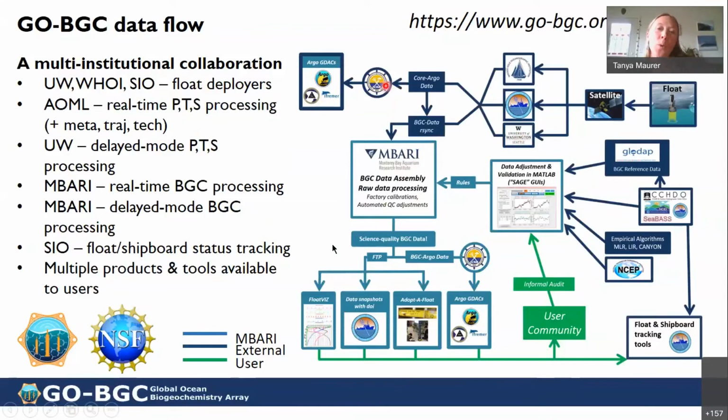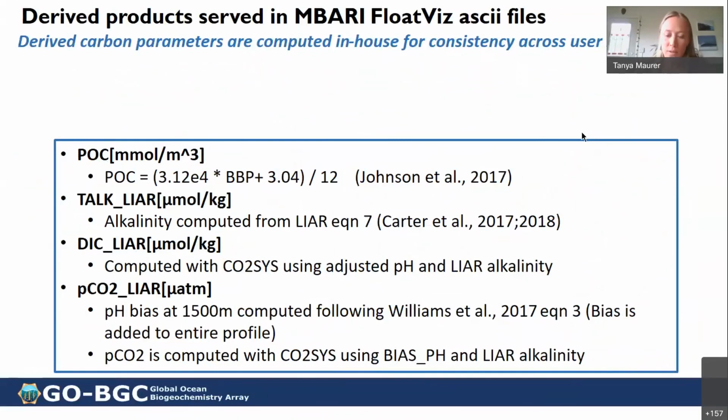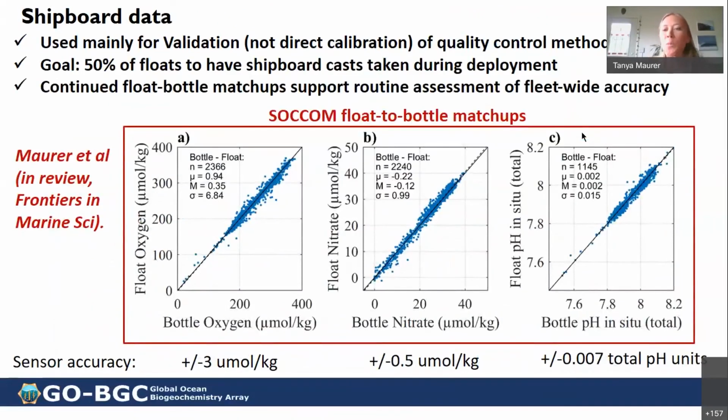And Lynn talked a bit about shipboard data. It's really not essential to float operation, but it's a key part in the whole data management process and our quality assurance. It's used mainly for validation, not direct calibration, of the quality control methods. We aim for having at least 50% of floats that have ship samples taken alongside deployment. So these continued float-to-bottle matchups, such as shown here for oxygen, nitrate, and pH within the SOCCOM array, and the associated statistics help support routine assessment of fleet-wide accuracy and help us track how we're doing over time as we move through the program.